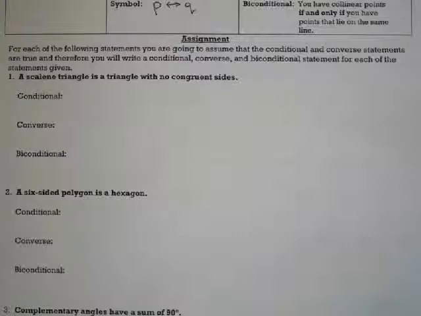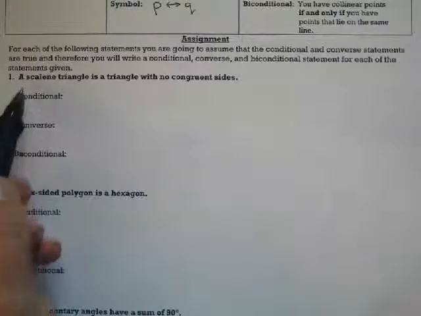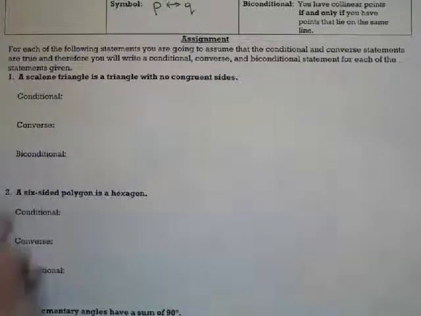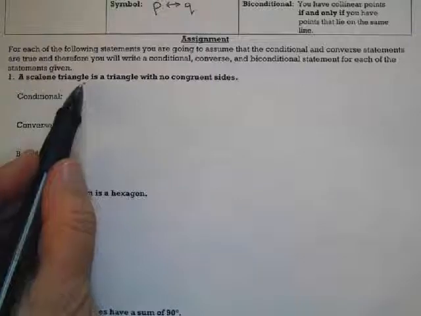So we're going to try two examples. For each of the following statements, we're going to assume that the conditional and the converse are both true. So we're going to write the conditional, the converse, and a biconditional statement for each. And the reason we write biconditionals is because most often these are used to write really good definitions. A biconditional is a little bit more strict than just a regular conditional statement. So, a scalene triangle is a triangle with no congruent sides. We start off by assuming we have a scalene triangle.